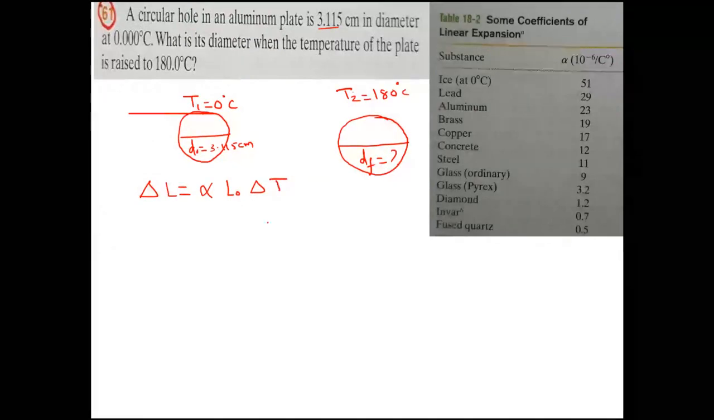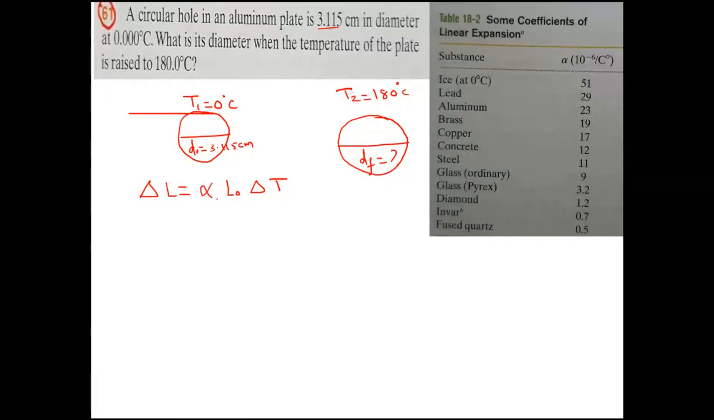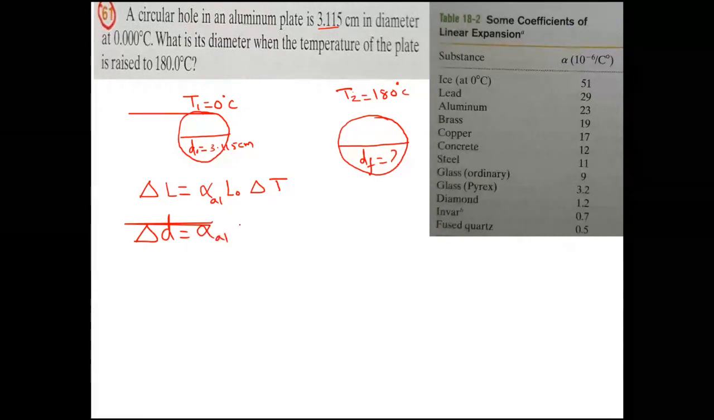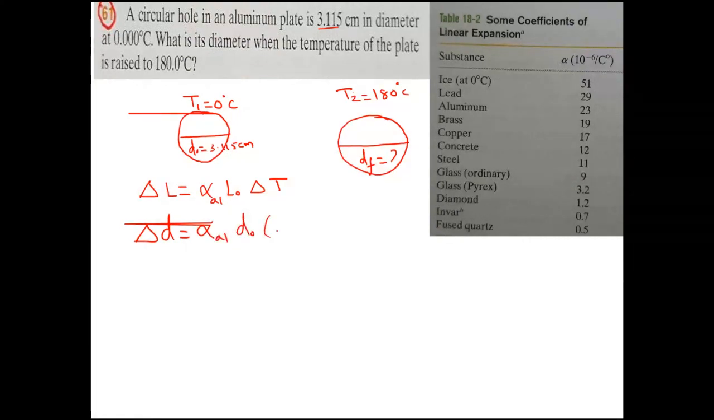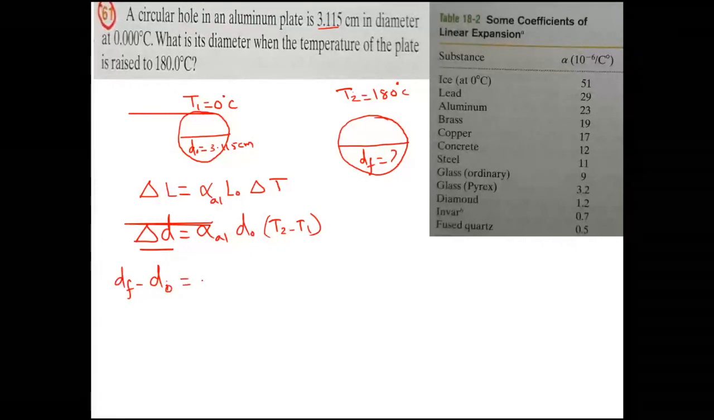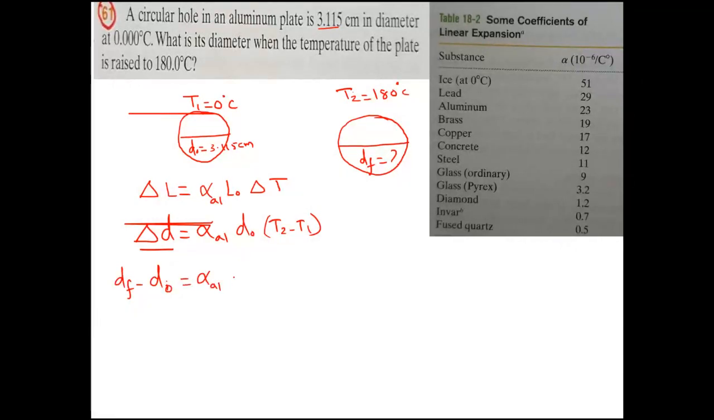Am I right? Yes. So, my dear, this alpha is for the aluminum. What material? Aluminum. So, I am going to rewrite this equation in terms of diameter. What you will get? Delta D is equal to alpha of aluminum D naught (T2 minus T1). Am I right? So, now what is delta T, my dear? My delta D is nothing but D final minus D initial. That means D final minus D naught is equal to alpha AL D naught (T2 minus T1).